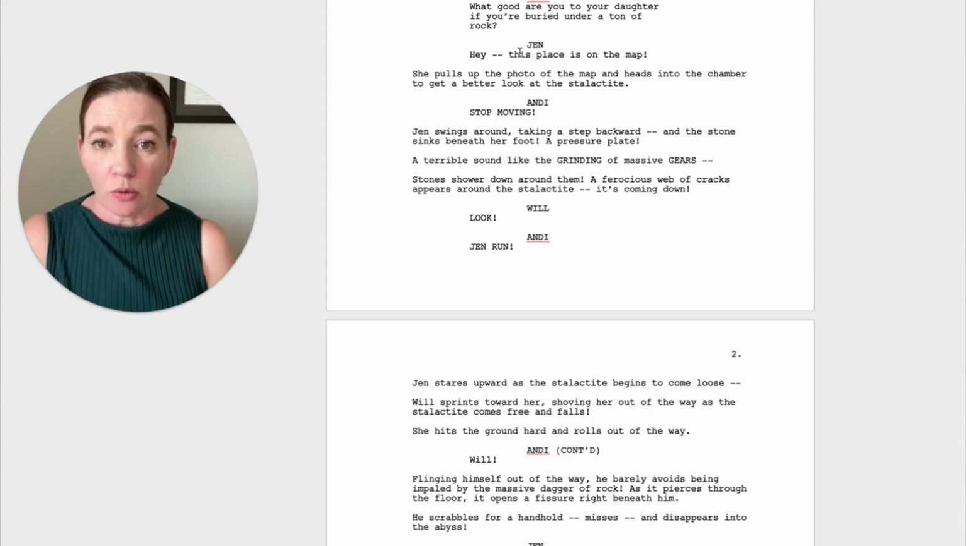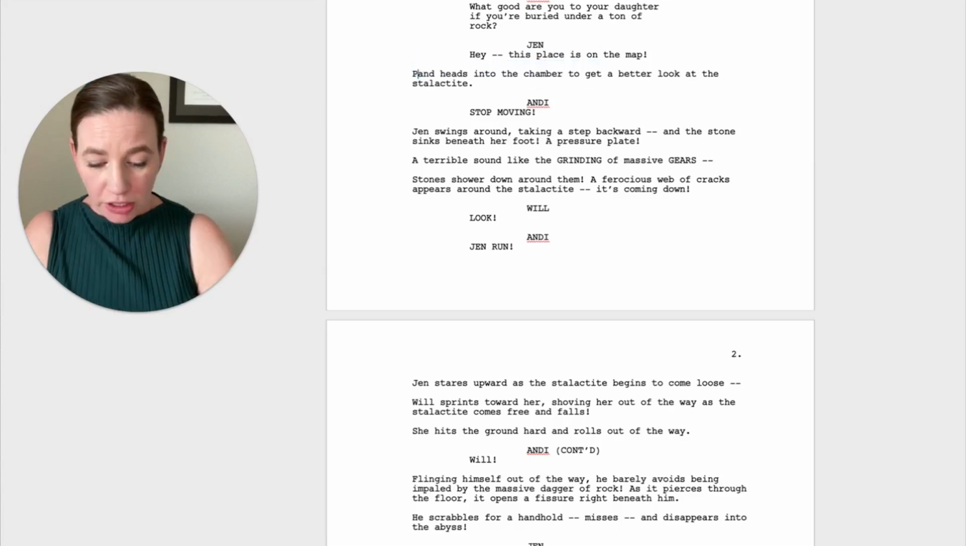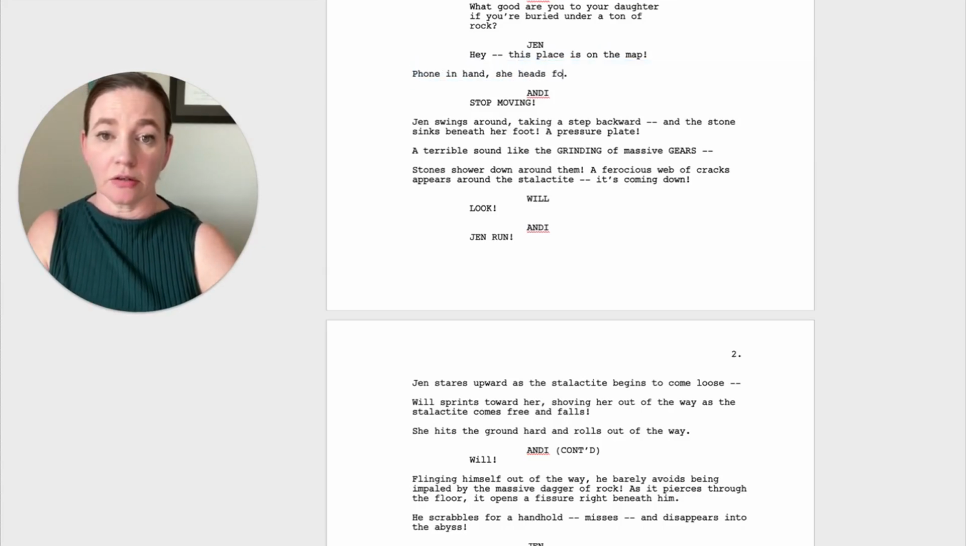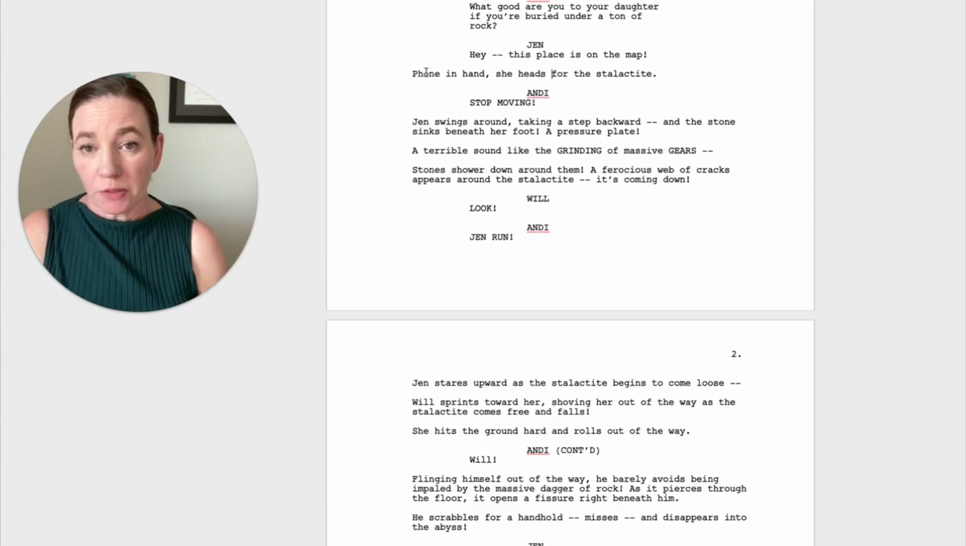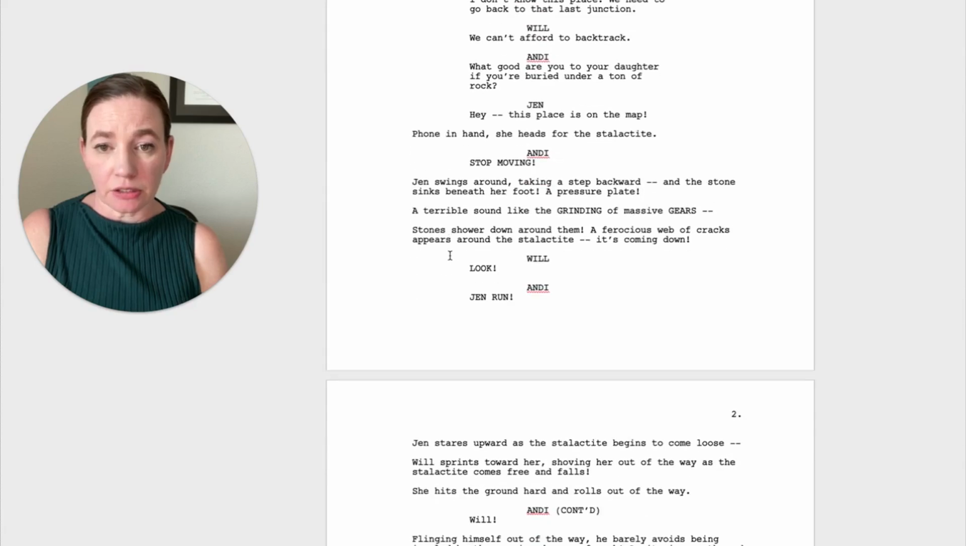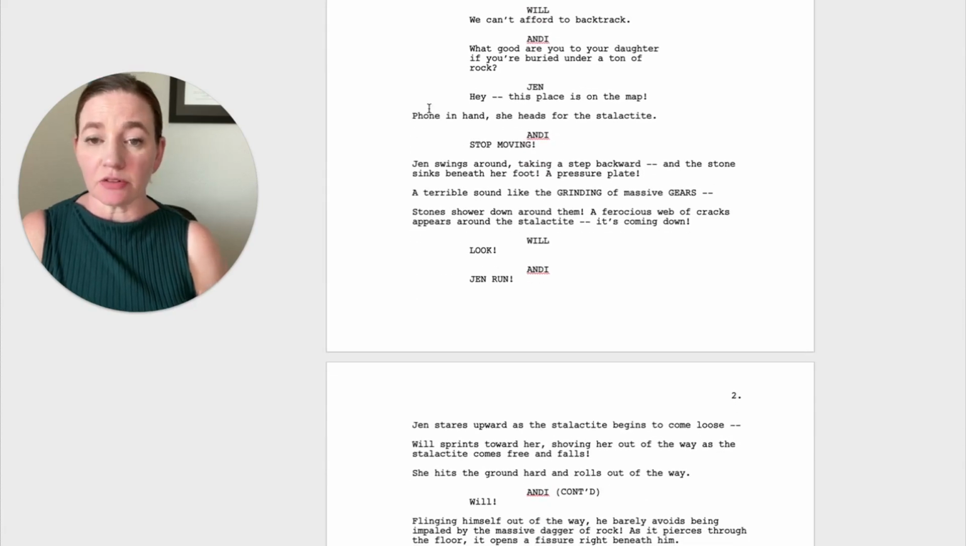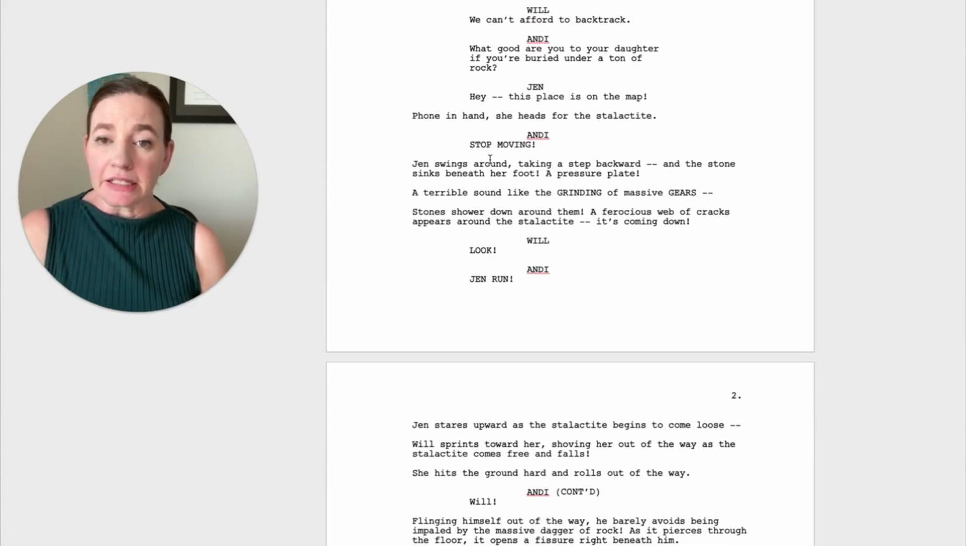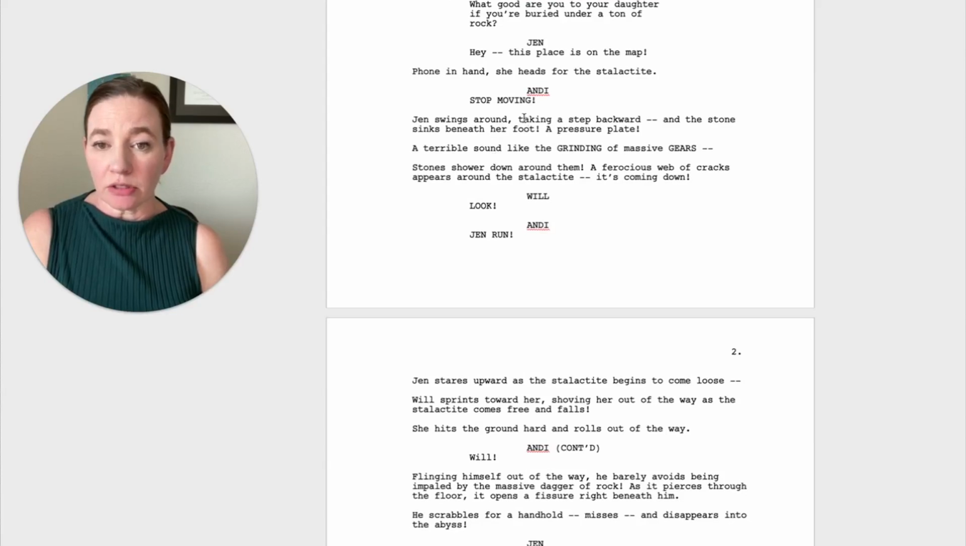So let's see. What if we said, hey, this place is on the map. Maybe phone in hand, she heads for the stalactite. Okay, so that cut that down a little bit. We know that the map is on her phone, so this makes sense. I don't need to specify all of that stuff. So she heads for the stalactite. Andy, stop moving. Jen swings around.